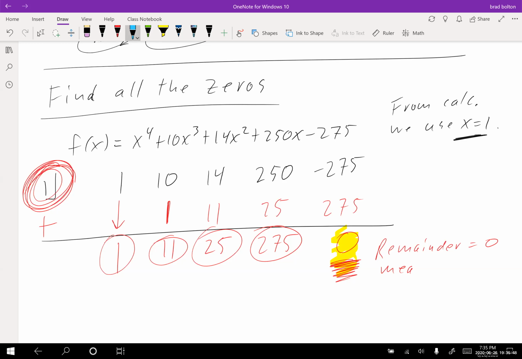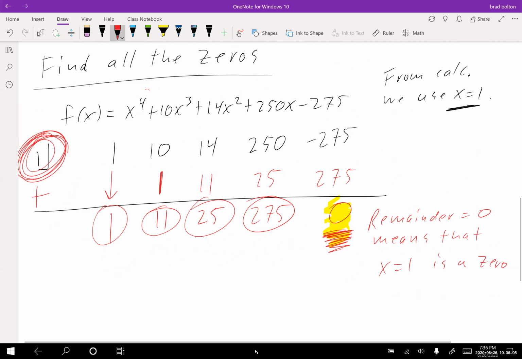So the significance of getting 0 means that x equals 1 is a 0, which we already knew because we saw it cross the x-axis, but this is just reminding us of it. Now we have our depressed polynomial. Notice it was x to the 4th, but I just divided out one of the factors, so the power is going to decrease by 1. So this will become x cubed, right? 1x cubed plus 11x squared plus 25x plus 275.